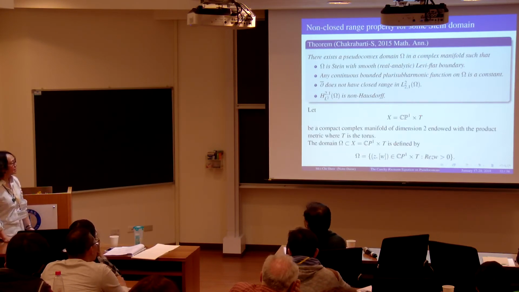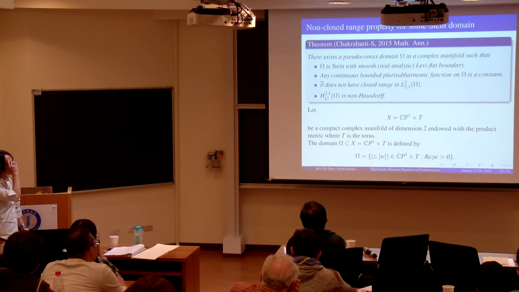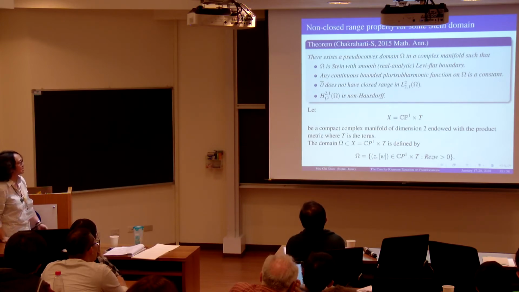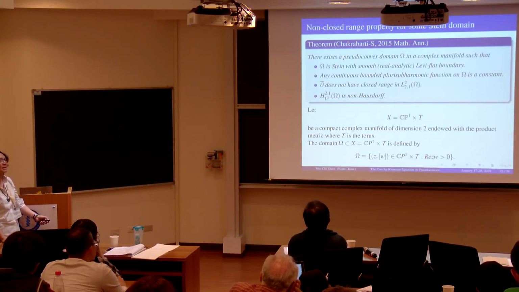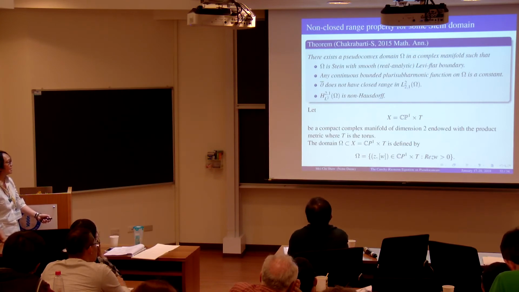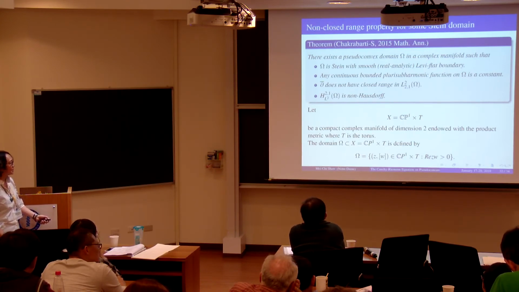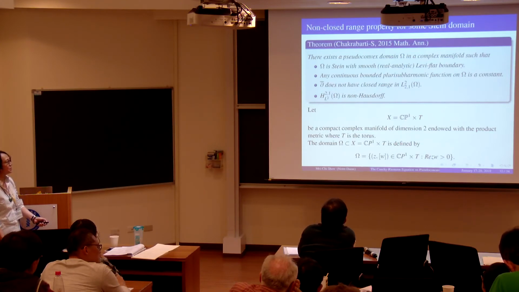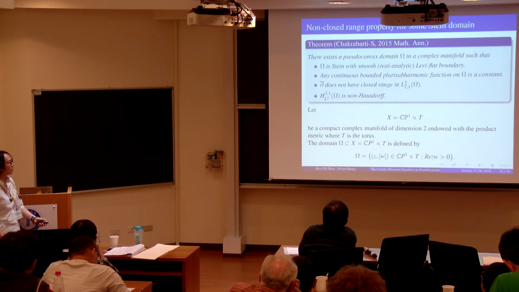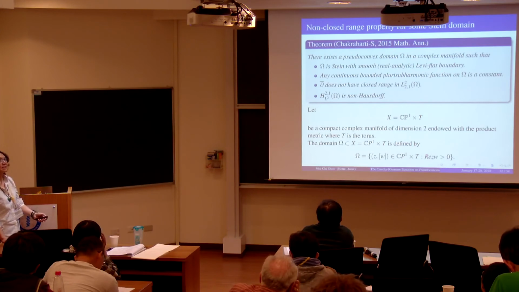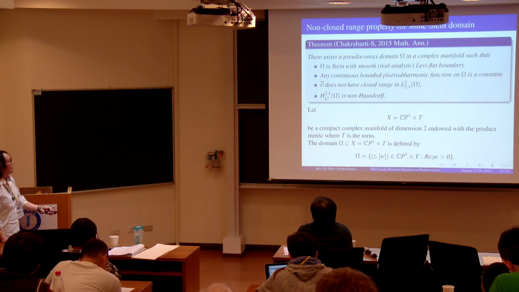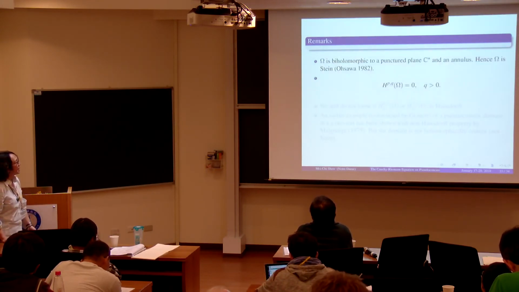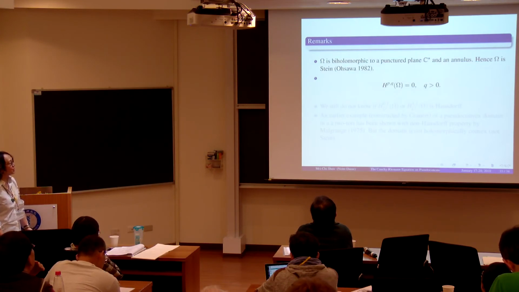And the example is given by taking this complex manifold as CP1 times torus T with the induced metric. And the domain omega is defined by this very simple function, real part of zw greater than 0. So the domain is given by the real part of a holomorphic function greater than 0. Hence, it's Levi flat. And the domain was first discussed by Ozawa.